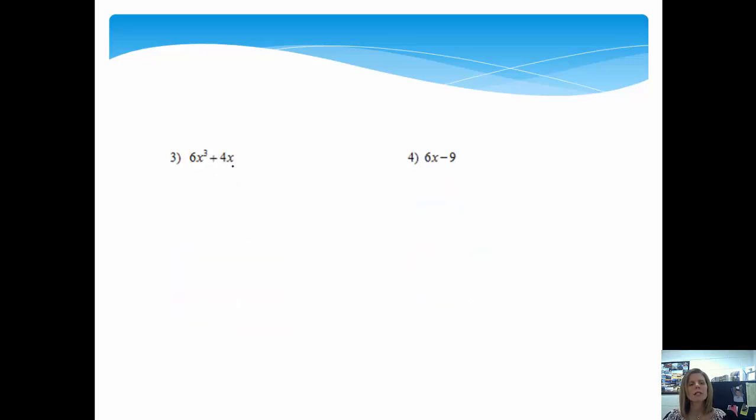Okay, next problem. 6x to the third plus 4x. This time, again, I'm going to be looking for the largest number that 6 and 4 would go into. That number is going to be 2.